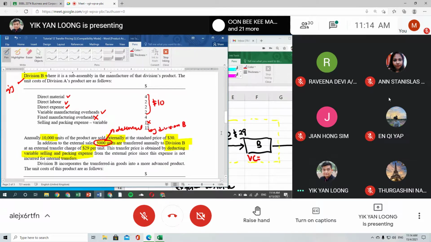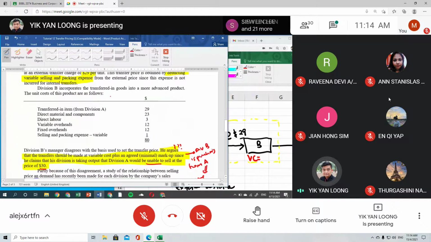Now, coming back to division B, which incorporates the transferred goods into a more advanced product, and this will be the cost. I will exclude the transfer cost item, which is the 29, because from the group's perspective it will contract out, isn't it? This 29 and 20 will contract out. So the variable cost incurred by division B in order to convert the transferred goods to the more advanced product will be here, here, here. This is a fixed cost. Again, I need to add up this one. So 23 plus 3 plus 12 plus 1, that will be 39 ringgit.